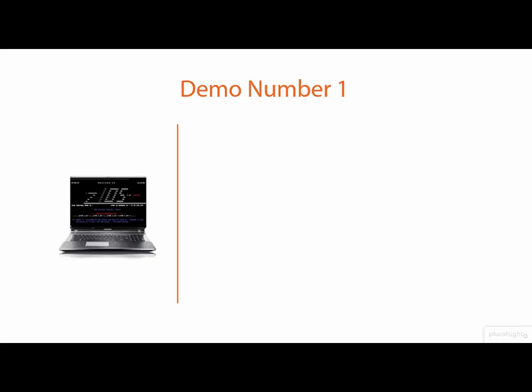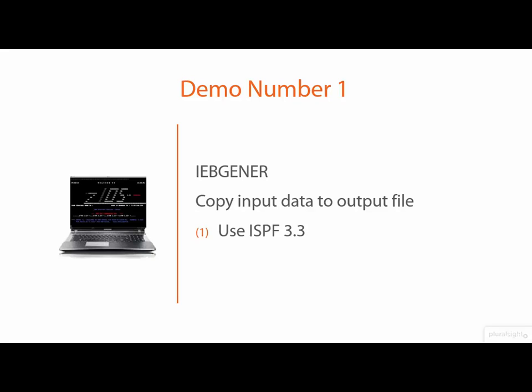So for our first demonstration, what we'd like to take a look at is to show how we can perform a standard function using the IEBGENER utility program as our JCL and our batch process. And what we are going to do is copy an input file to an output file. First, we will demonstrate using our regular ISPF 3.3 copy function, which will illustrate how we would perform this action using our regular TSO session.